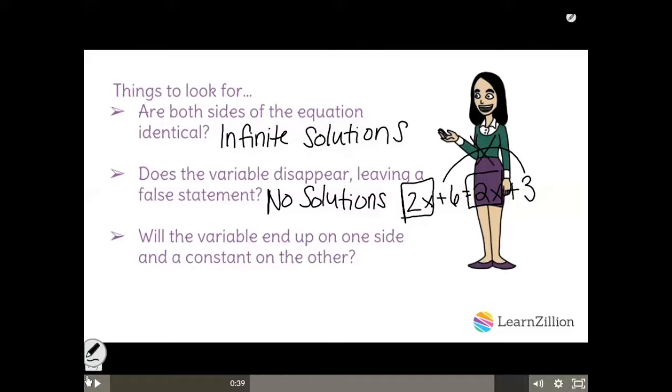So right there I can see, okay, those variables are eventually going to create 0. They're going to go away. Is 6 and 3 the same? No. So it's probably going to have no solutions. Then that would be identical, right? So let's say you had 2x plus 3 equals 2x plus 3. Are they identical? Yeah. Will the variable end up on one side and a constant on the other? Which solution type does that match with? One solution.